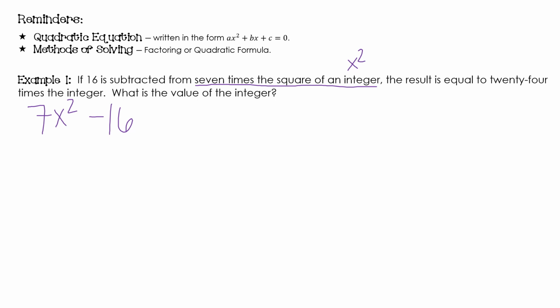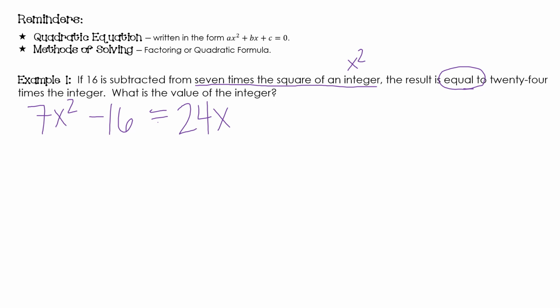Then the result is equal to. When you see this, that literally means equal to. The result is equal to 24 times the integer. Again, we don't know the integer, so we're going to use x here. So 16 is being subtracted from 7 times the square of the integer, and the result is equal to 24 times the integer. So now we have to solve this for x.